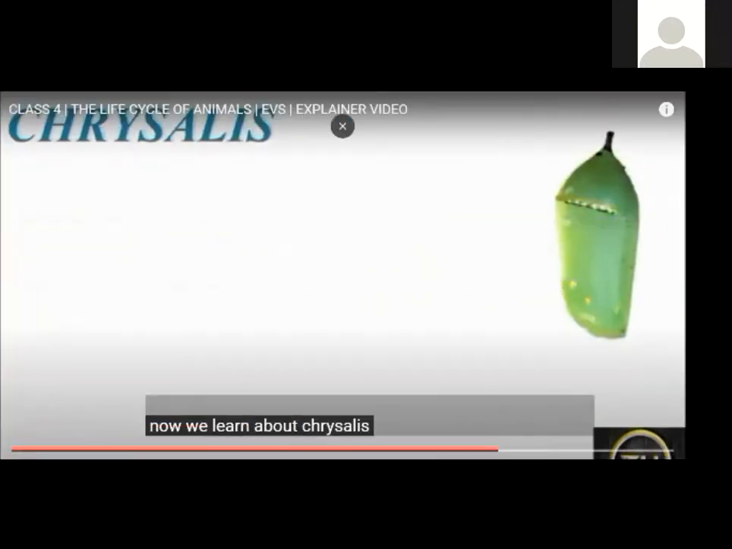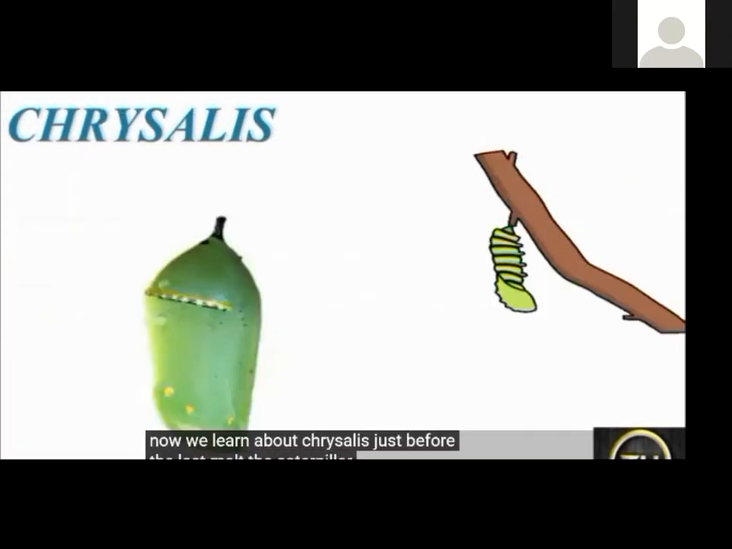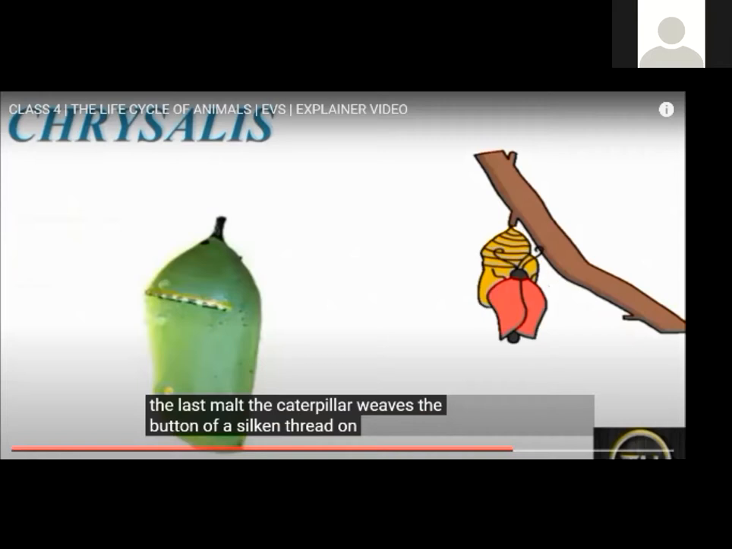Now, we learn about chrysalis. Just before the last molt, the caterpillar weaves a button of silken thread on a stalk.